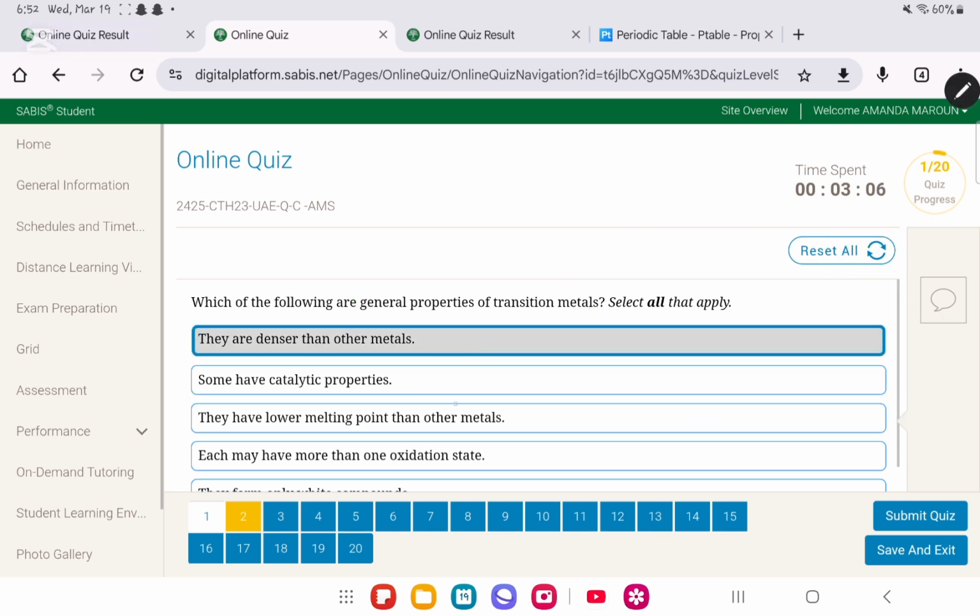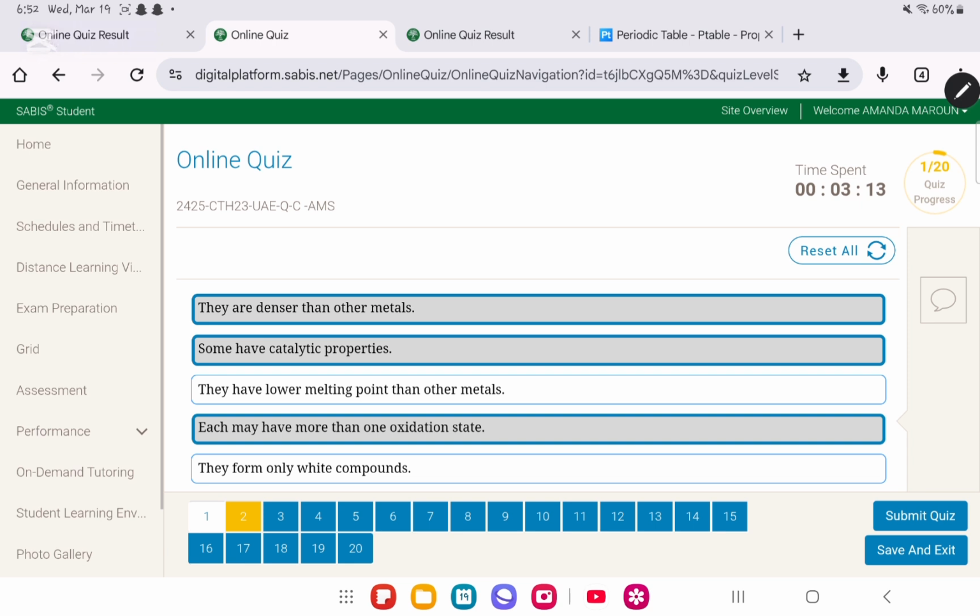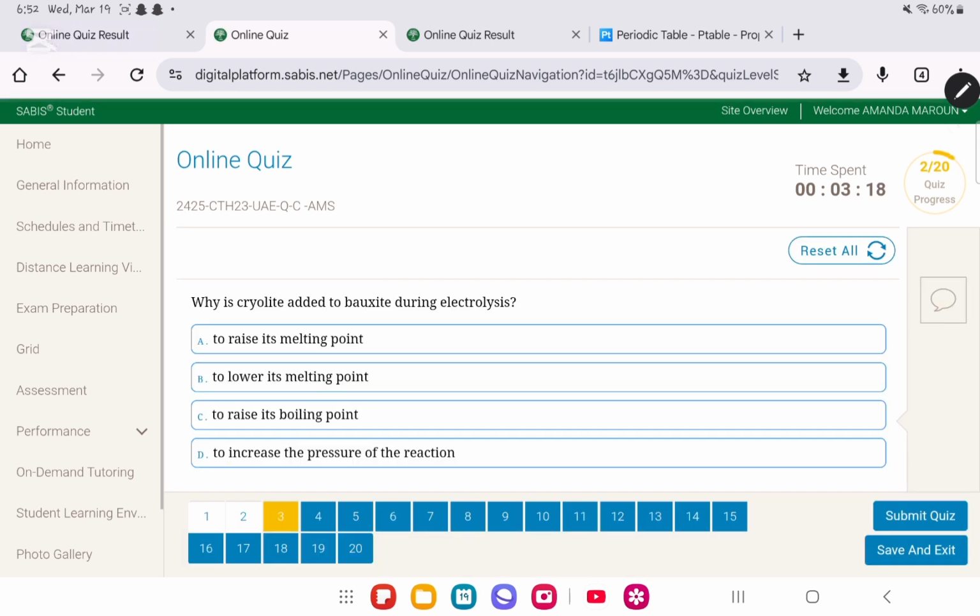So here they're denser than other metals, they have catalytic properties, they have a higher melting point, they have more than one oxidation state, and they form colorful compounds. We move on to question number 3. Why is cryolite added to bauxite during electrolysis? Okay, what you need to know over here is that cryolite, whatever you add it to, it's gonna lower its melting point. So cryolite will lower the melting point of bauxite.